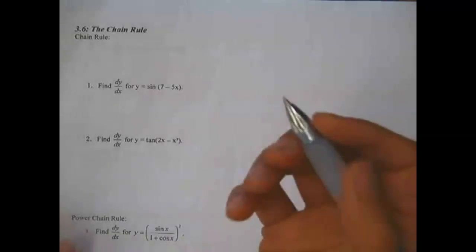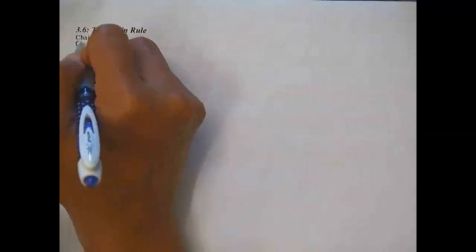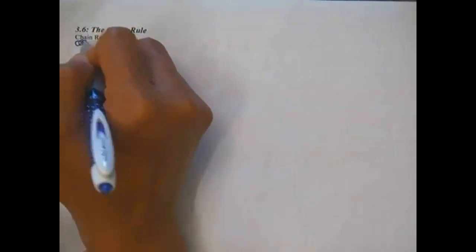If you are listening to this, 3.6, the chain rule, that means we are coming close to the end of the school year, okay? So the chain rule, let's start out with the definition of the chain rule. Chain rule, woo, let's make a chain. Just kidding, okay.